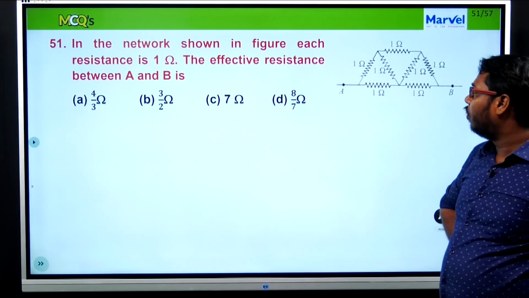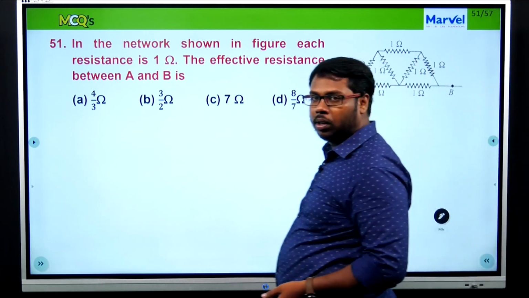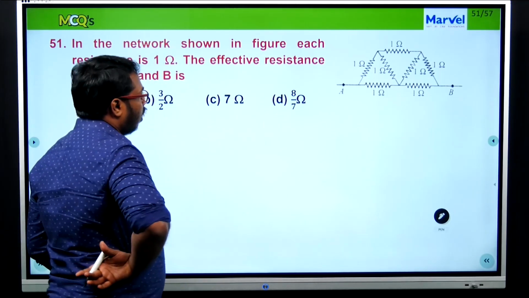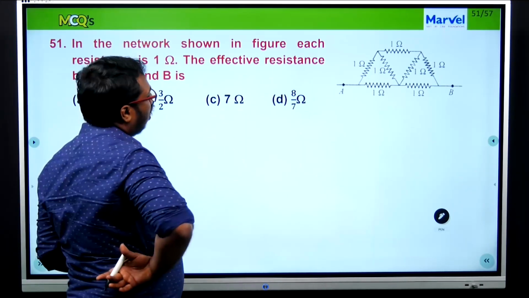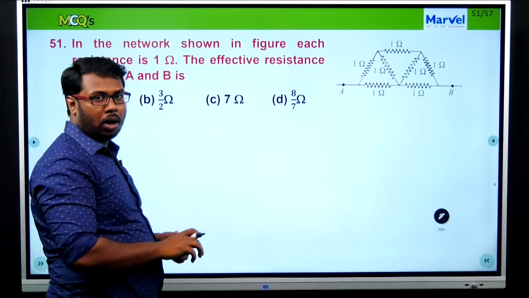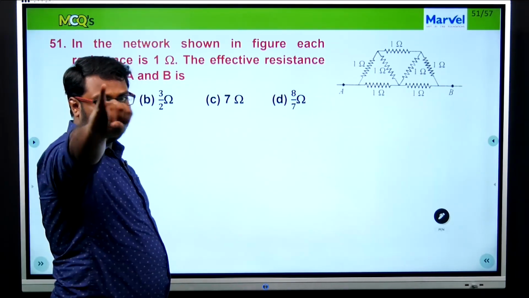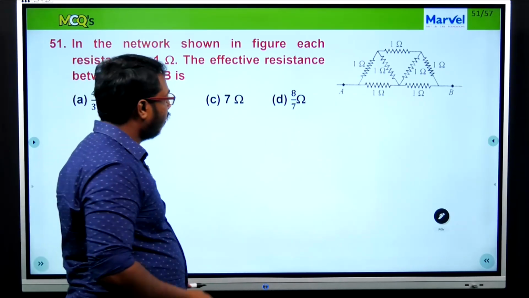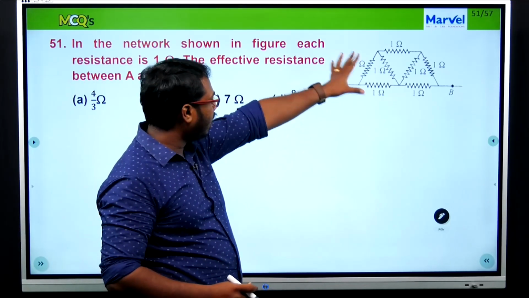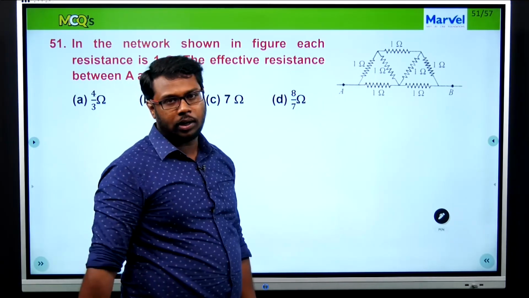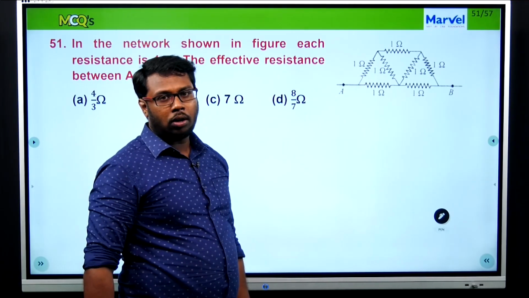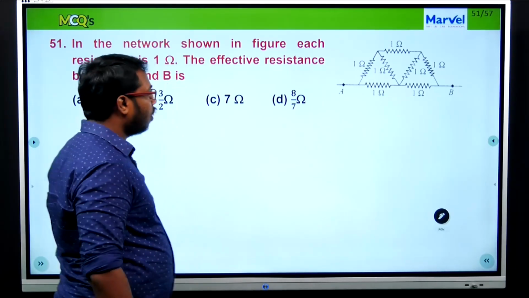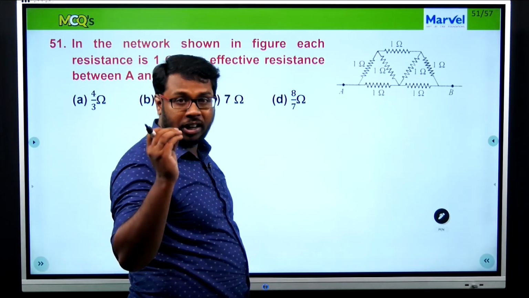Moving to the 51st question, which is a complicated resistance question. Here, one thing is to our advantage. First, whenever you come across a complicated resistance, see whether you have resistances that are connected in series. If I just take a look at this, I can see there are no resistances connected in series. So you cannot solve this using a traditional method. You have to use a different method. Now I am going to show you a trick to do this.